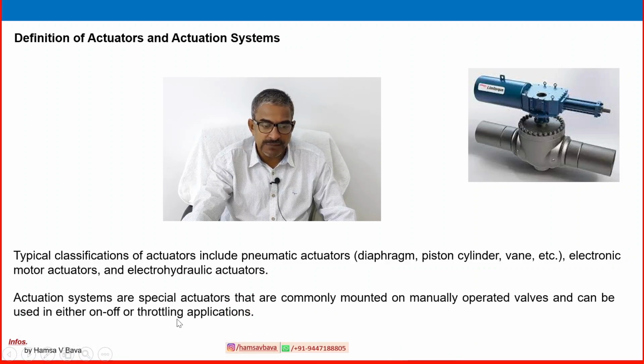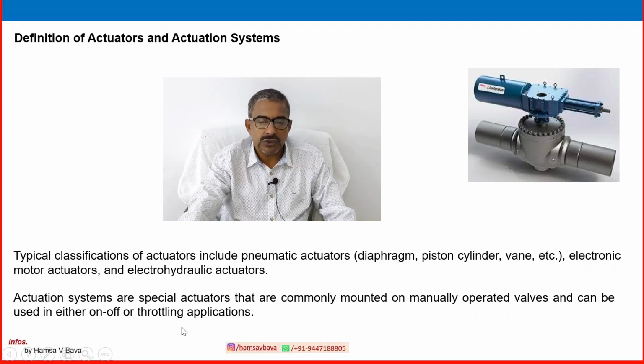Actuation systems are special actuators that are commonly mounted on manually operated valves and can be used in either on-off or throttling applications. So an actuation system can work both ways. On-off means like shutdown valves. Throttling valves are of course control valves. So in both cases an actuation system can work.